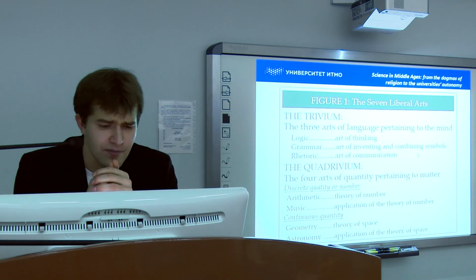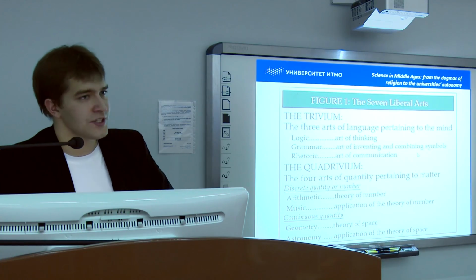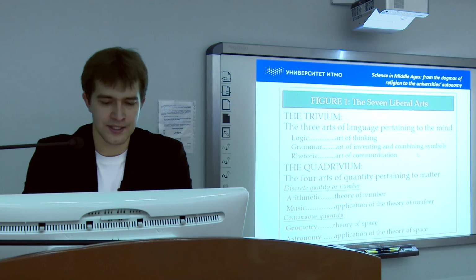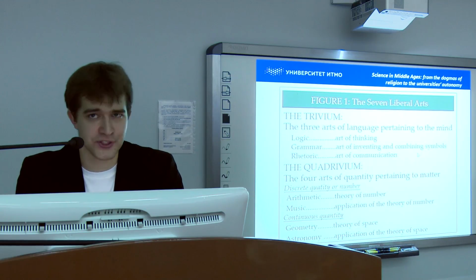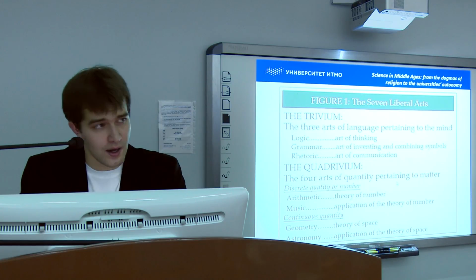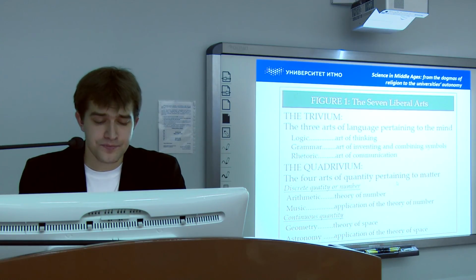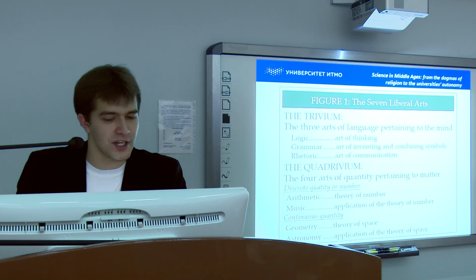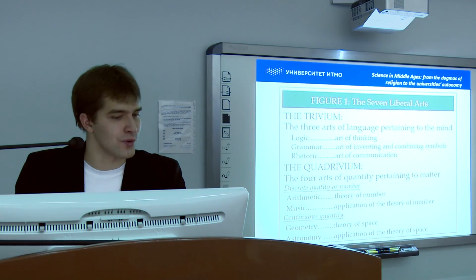The quadrivium gave us the examples of what we can call the scientific education, and after getting this education, the person became the master of arts, as we have it nowadays, so the bachelor level and the master's level. So the four arts were dedicated to the quantity pertaining to matter, and here we have also two divisions, so the arithmetics and music as the discrete quantity, or number, right, and geometry and astronomy as the continuous quantity.